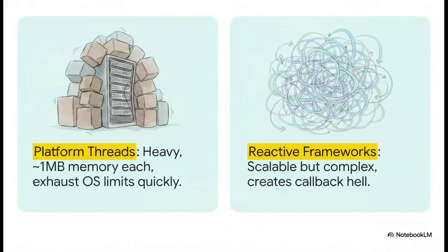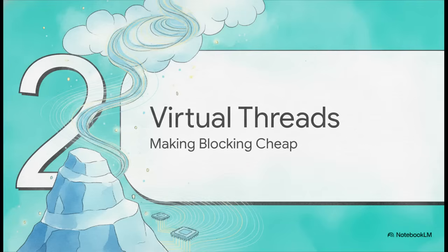For years, the workaround was reactive frameworks. Sure, they're highly scalable, but they are notoriously complex. They create this unreadable callback hell and give you fragmented stack traces that make debugging an AI pipeline an absolute nightmare. So how do we actually fix this?